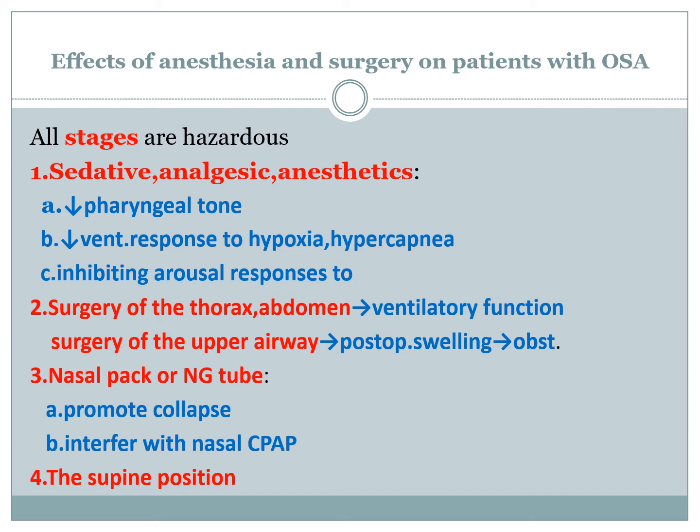Surgery of the thorax and the abdomen will impair ventilatory function, while surgery on the upper airway will produce post-operative swelling and obstruction. The use of nasal pack or nasopharyngeal or nasogastric tube will promote collapse by reducing the lumen of the upper airway, and they will interfere with the use of nasal CPAP. Finally, the supine position will precipitate upper airway obstruction.